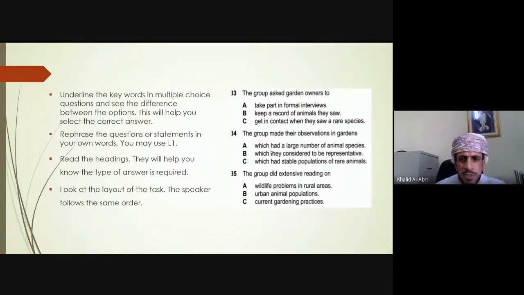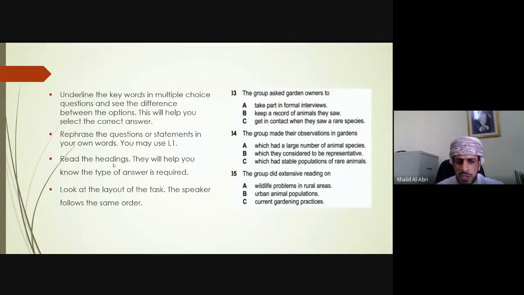mapping. And here we have something about the matching. So the best way to do the multiple choice is to underline the keywords. Underline the keywords in the multiple choice, in the question and in the options given. You can rephrase the questions. You can use L1. Some candidates might use the Arabic one in order to keep them focusing on what is required in the question. And you can also read the headings.